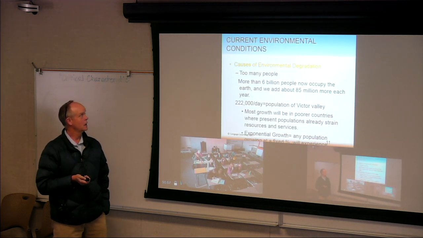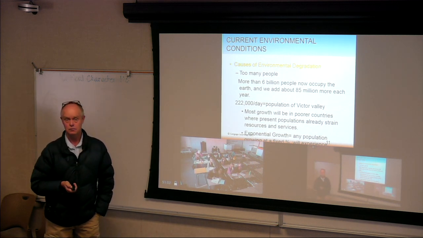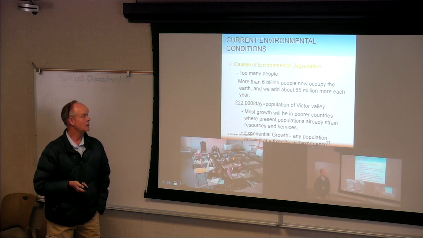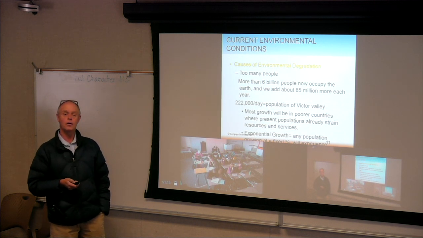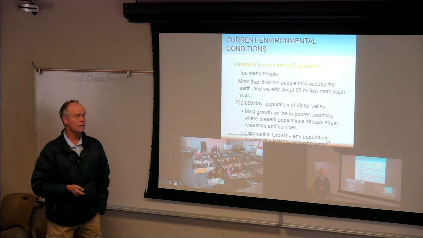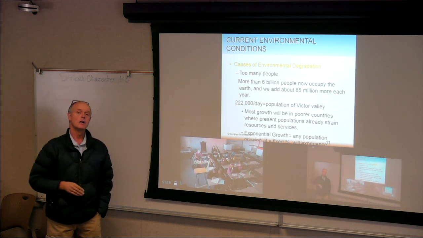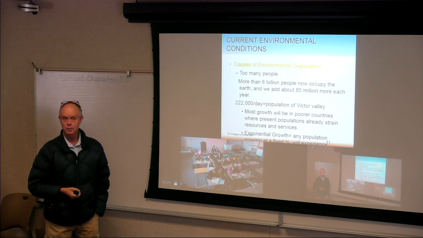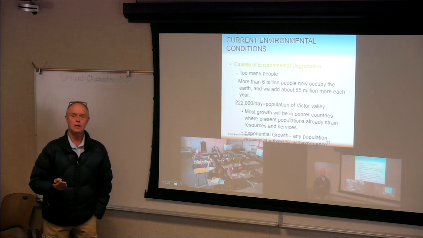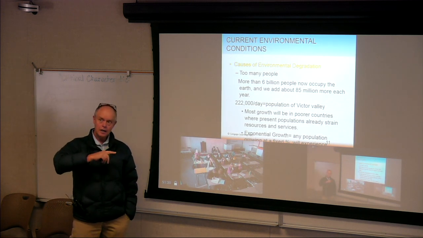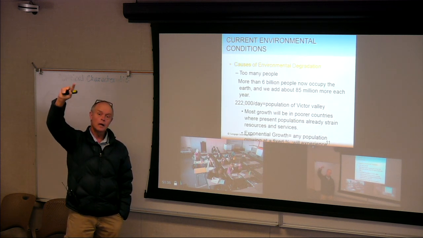Okay. Current environmental problems, the cause of environmental degradation: basically too many people, right? About the population of Victor Valley is still being born on Earth every day. And we are looking at a future where, with this exponential growth, this J-shaped curve of growth, we potentially can't sustain all of those people. There's a thing called a carrying capacity. We know this very well from natural populations. There's a lot of food, they grow very quickly, and then they run out of food and they crash.